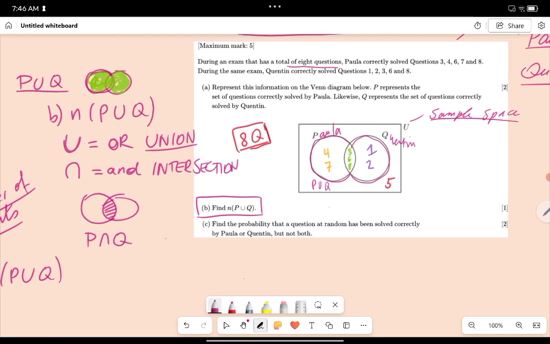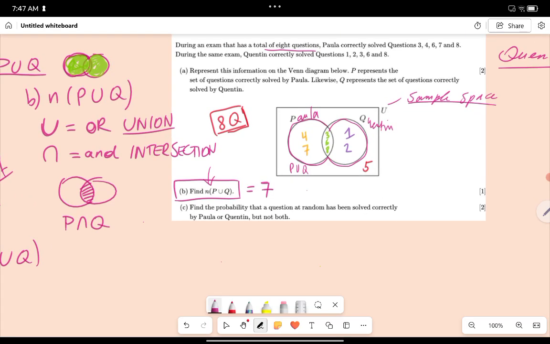So we've got 1, 2, 3, 4, 5, 6, 7. That is what we do. We just count how many have been solved by either Paula or Quentin. So indeed we have 7. Why 7? Because 5 hasn't been solved by one of the two. So this is simply 7. Okay, so this is not a probability anymore. This is simply a number of.